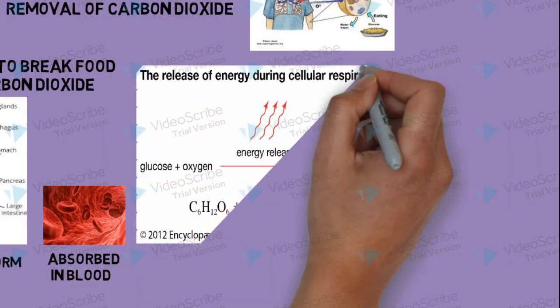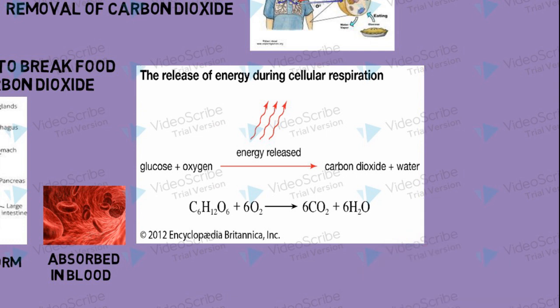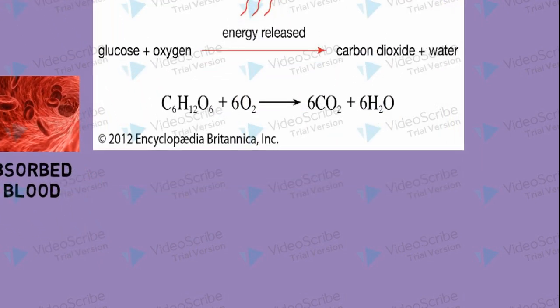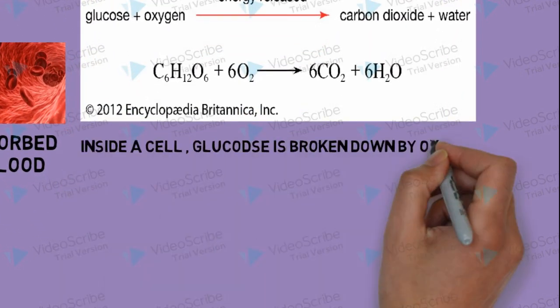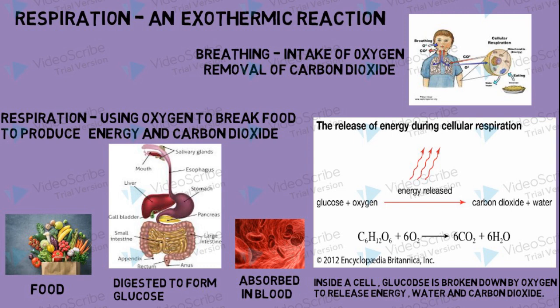So now once the oxygen goes inside the cell, food is also present. Glucose is a type of food, a type of carbohydrate. When it combines with oxygen, then glucose is broken down, and due to this breaking, energy is released along with carbon dioxide and water. So as energy is released during this process of respiration, we are calling this respiration an exothermic reaction.